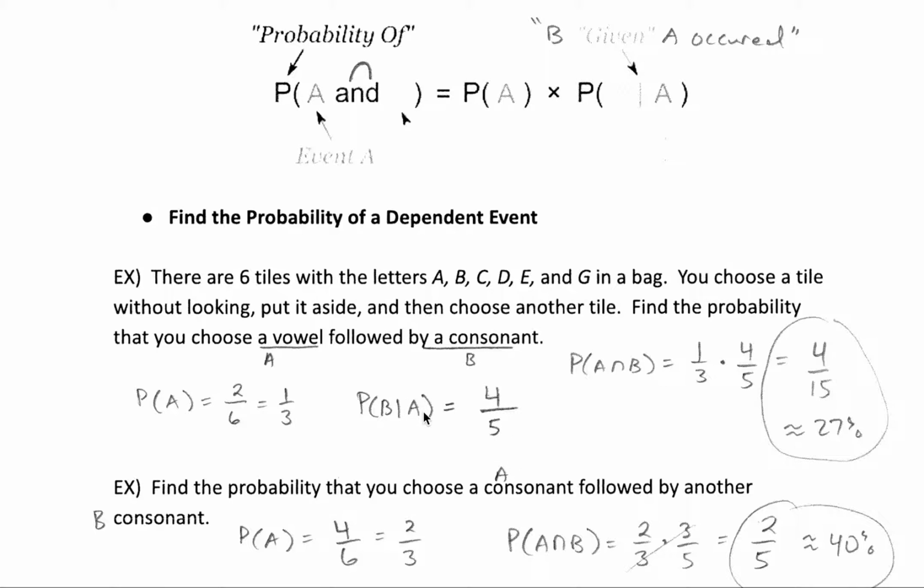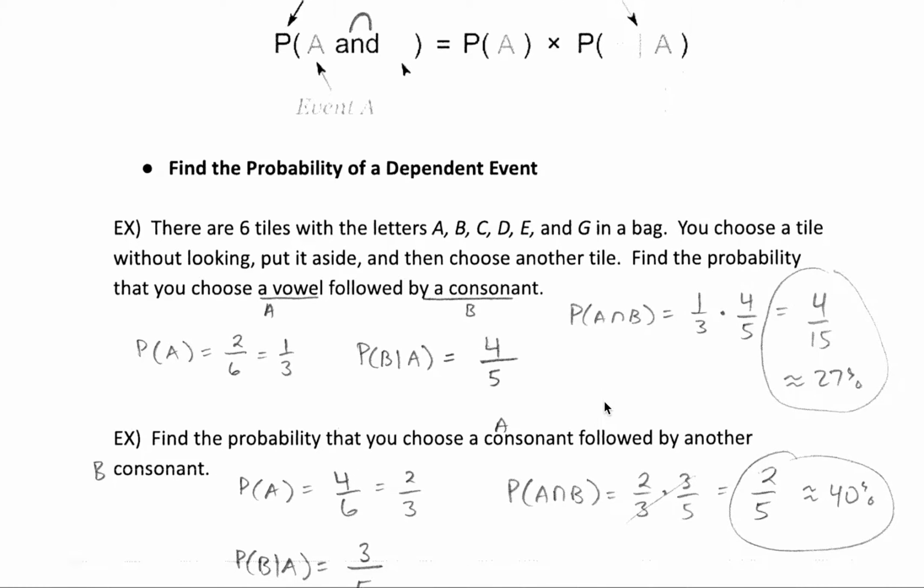There's that conditional probability. Let's multiply our 2 individual probabilities here. 1/3 times 4/5. We get 4 on top and 15 on the bottom. So 4 out of 15, or approximately 27% chance of choosing a vowel followed by a consonant.